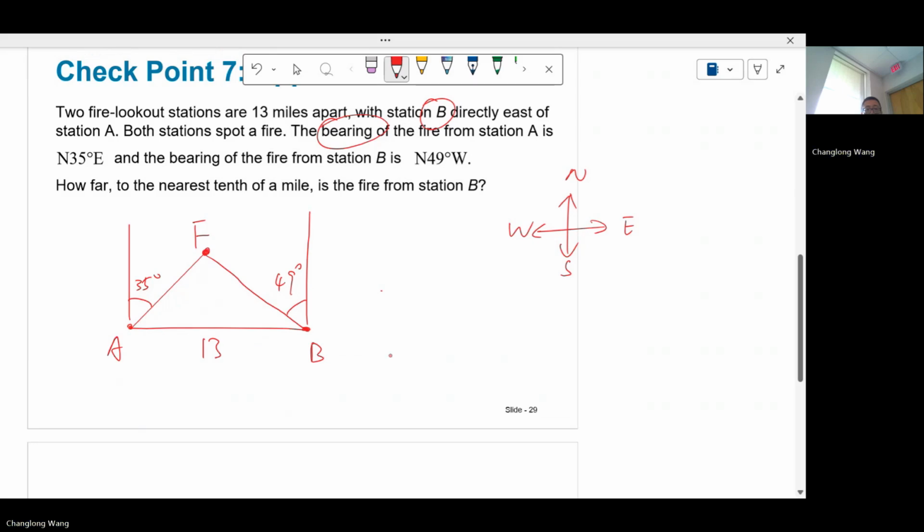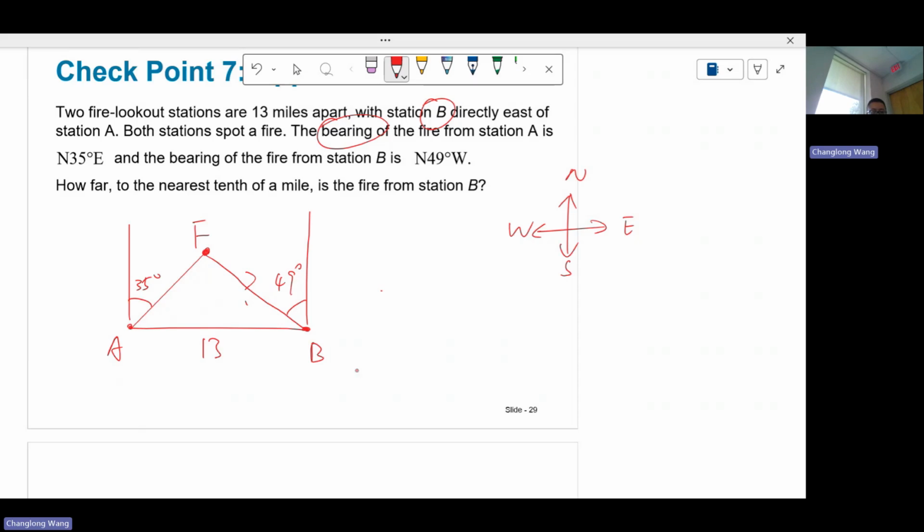Now, what are you asking for? Where is the fire? How far is it away from station B? That means we're looking for the length of the segment BF. So I'll put a question mark there. So you see that after reading, extracting the information, and drawing that little sketch, you realize this is a problem of solving triangles.